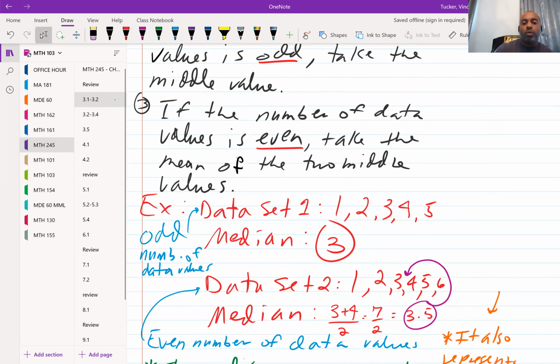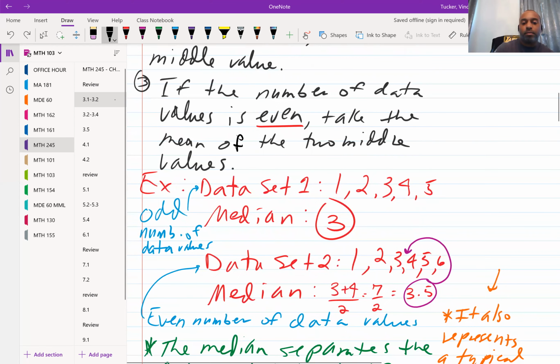Now, if my data set is 1, 2, 3, 4, 5, 6, in other words, I have an even number of data values, then I would take the two middle values, which is 3 and 4, add them together and divide by 2. And that'll be 3.5 as my median. Notice 3.5 is still the middle. It's in the middle of my data set. It's in between 3 and 4. So that data value, your median, is always going to be in the middle of every data set.